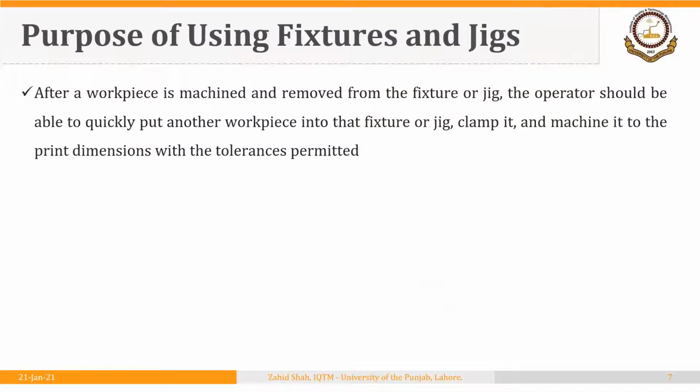So after a workpiece is machined and removed from the fixture or jig, the operator should be able to quickly put another workpiece into that fixture or jig. So we want to make the process faster as well, so that productivity is improved. And after that, machine it to the print dimension with the tolerance permitted. So of course the part should be meeting the print requirements as well.